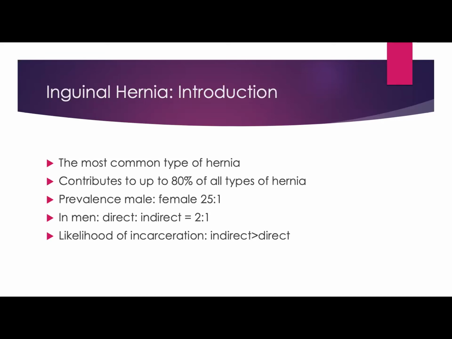In men, we have the indirect happening more than the direct in a ratio of about 2 to 1. And the likelihood of incarceration is attributed to the small caliber of the canal that the hernia is passing through. So in that regard, we have the femoral canal and we have the inguinal ring. So of course, once we are talking about the inguinal hernia, the likelihood of incarceration would be more in the indirect hernias.